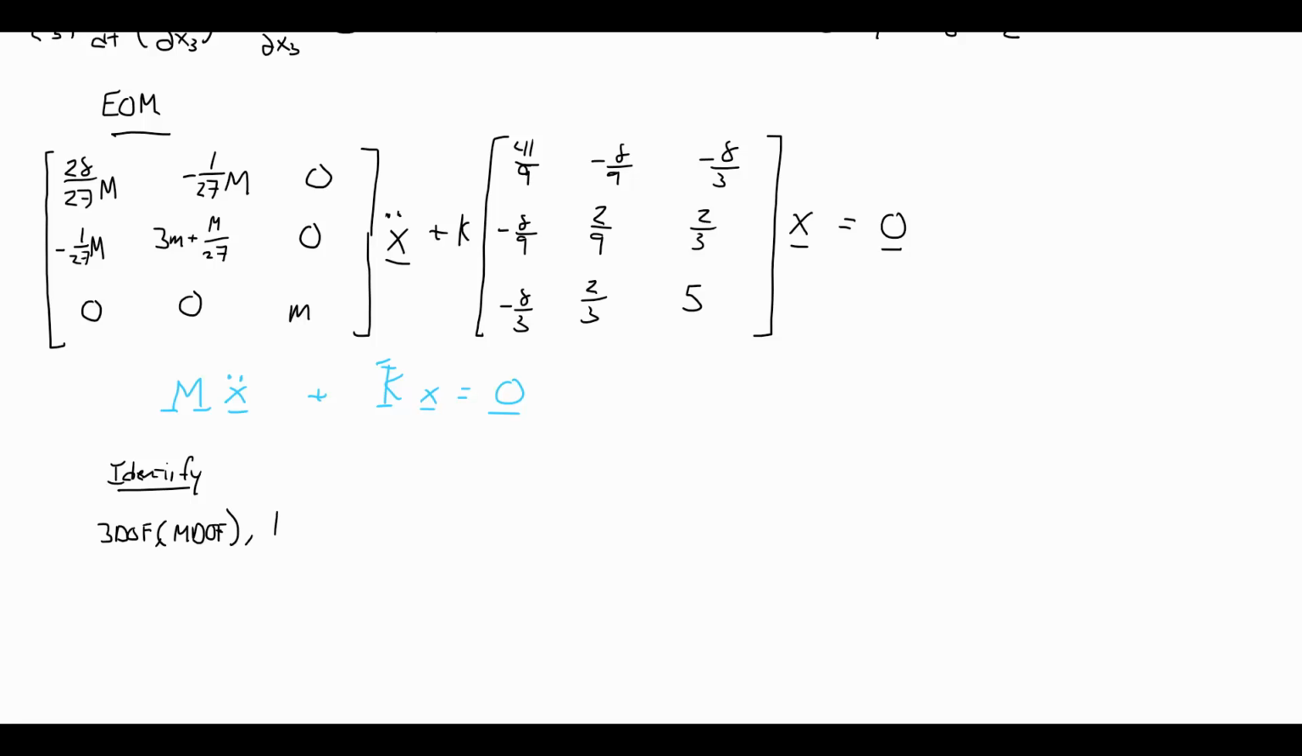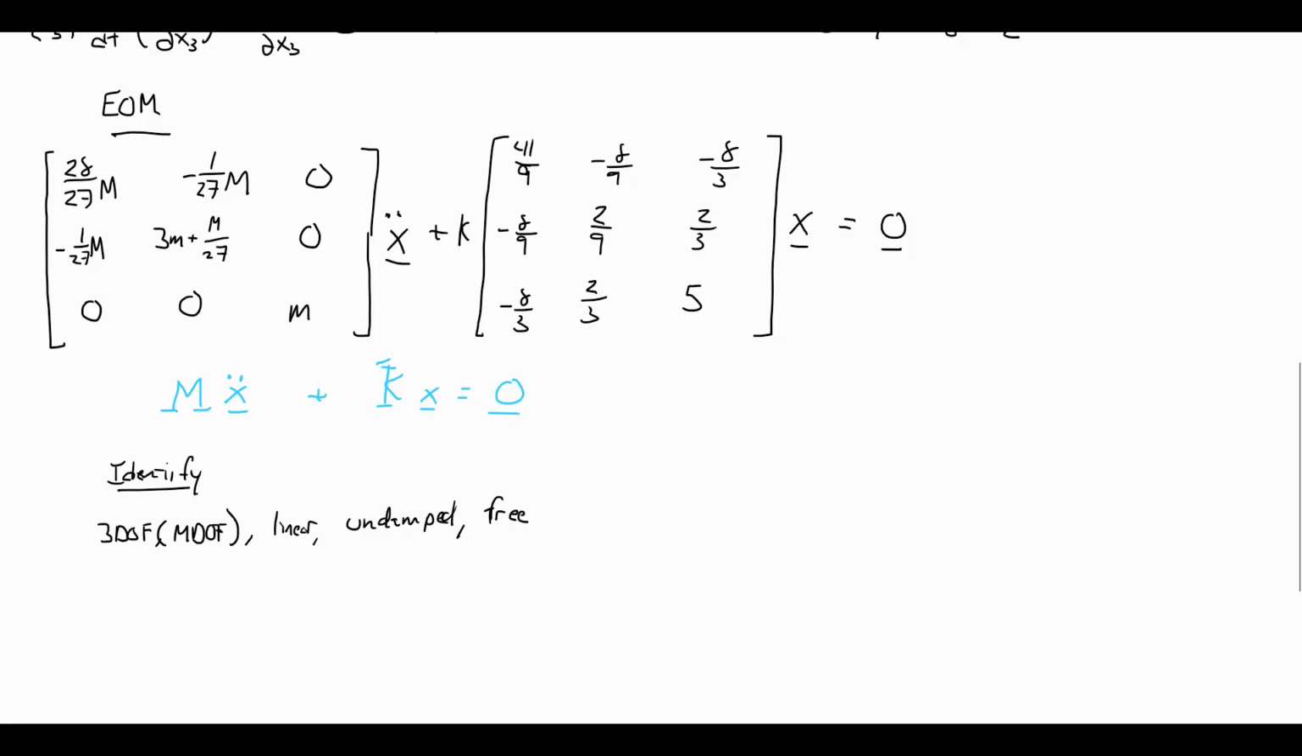It's linear since we can put it into that matrix form. It is undamped. We have no dissipative elements in the system. Our C matrix is the 0 matrix. And it's free or autonomous. Our right-hand side is the 0 vector.